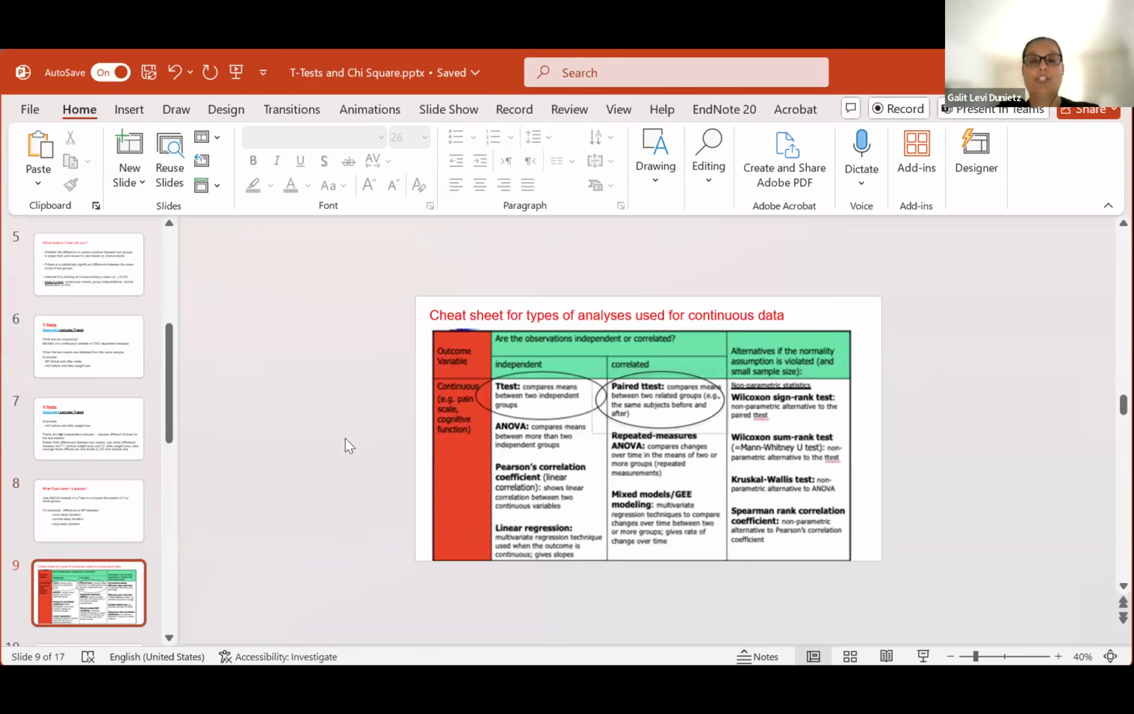So this is a cheat sheet for the type of analysis for continuous data. What we have here is that if we have an independent variable, we're using a t-test for comparing means of 2 groups, if the groups are independent. If not, then we're using a paired t-test.